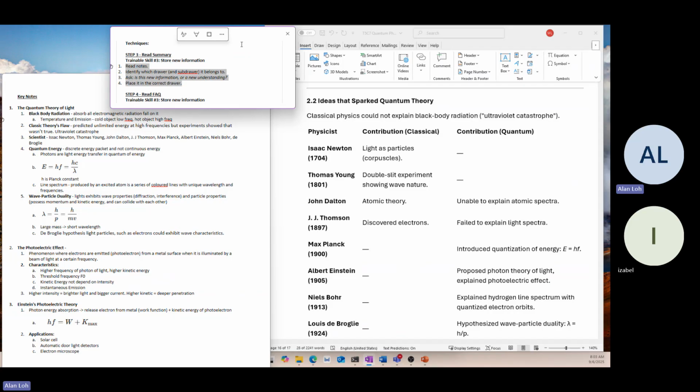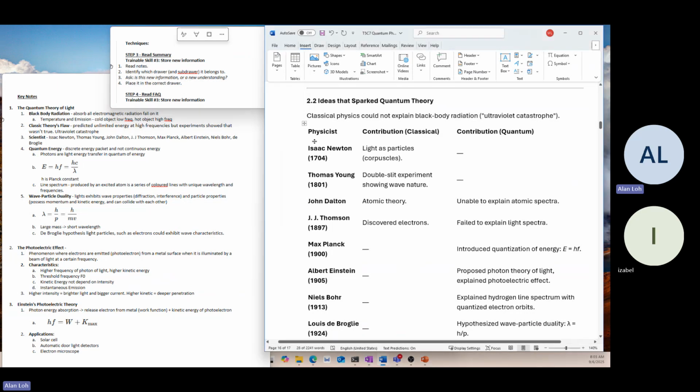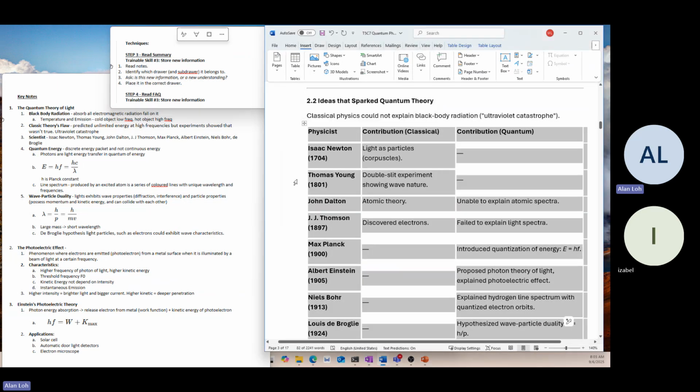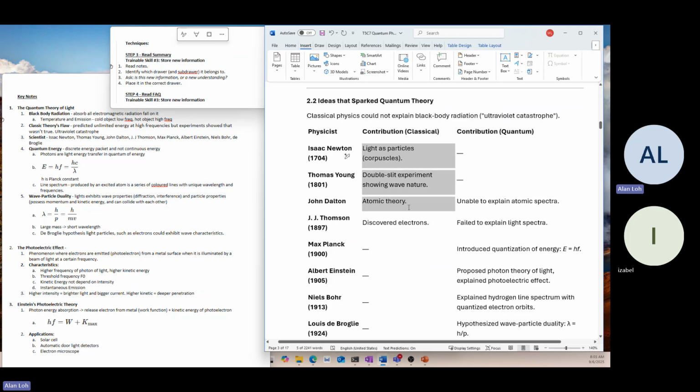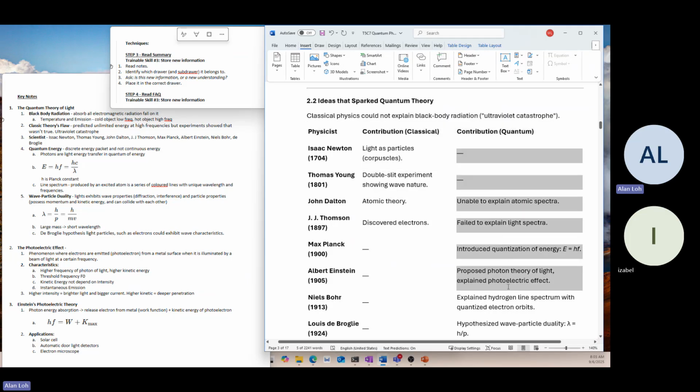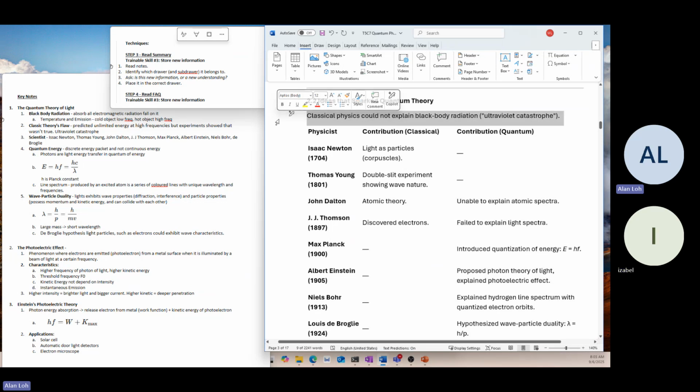If I'm an Asian student, I'm not sure how your school teaches you to learn to be exam ready. If I'm an Asian student, I'll be very worried when I see this table. Why? Because when I see this table, it tells me that I need to memorize all the scientists' names, and I need to memorize the sequence. I need to memorize the year, and also I need to memorize what contribution they made to the classical science and to the quantum science. Do you have the same feeling? Yeah. Okay, this is the wrong way of studying.